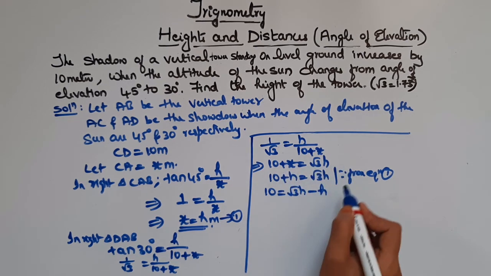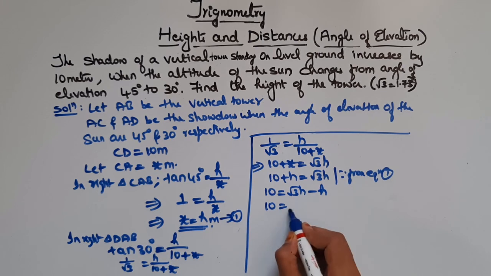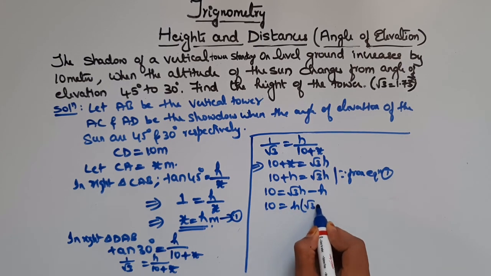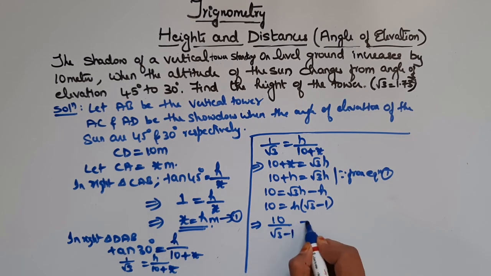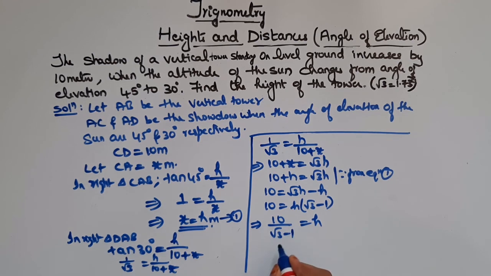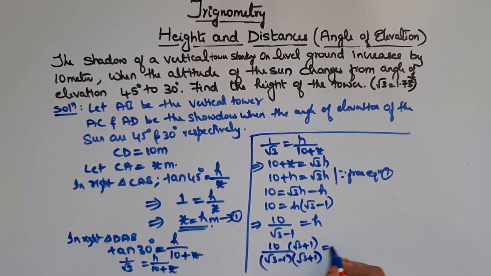Let's bring this to the other side. So 10 is equal to, here h is common, h times root 3 minus 1, right? Which implies 10 by root 3 minus 1 is equal to h. So we can simplify this by rationalizing the denominator, right? That is 10 by root 3 minus 1, multiply and divide by root 3 plus 1, which is equal to h.